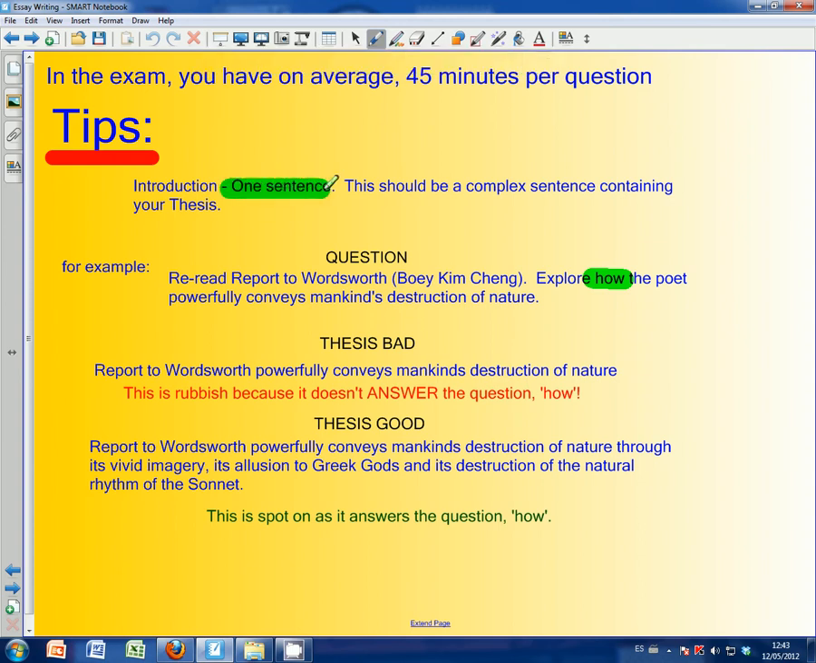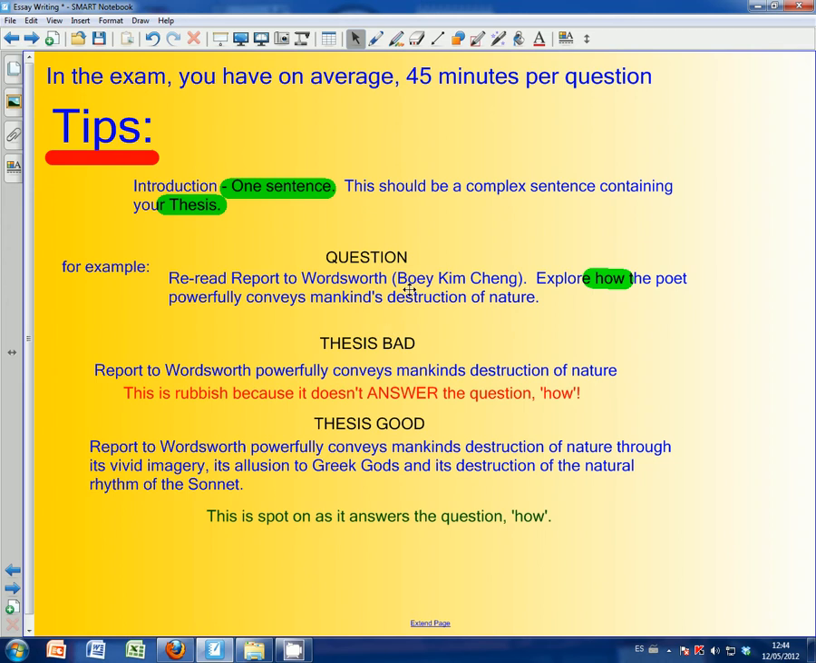I would suggest that in a 45-minute essay you look to just have a one-sentence introduction. So one sentence and then move on to your first body paragraph. It's important, if you do this, that the sentence contains a thesis. A thesis, of course, is the answer to the question. So your whole essay is looking to prove one point, and that point is your thesis.